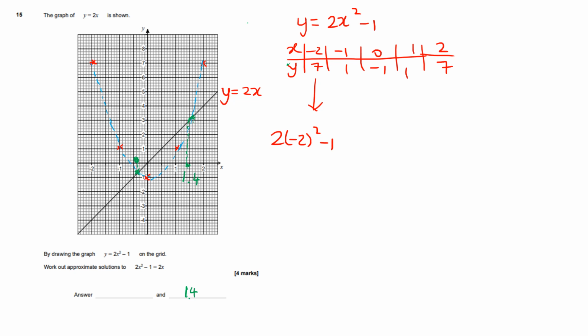The x-axis here is around, if this is 0.5, it's in between negative 0.2 and 0.4-ish, negative 0.3, 0.4, around there. I'm going to write negative 0.4. And that's how you get full marks from this question.